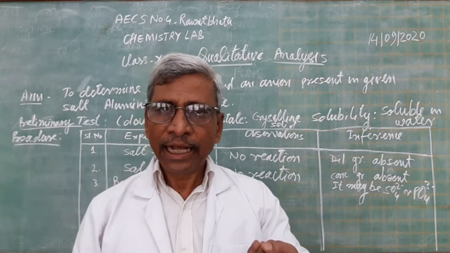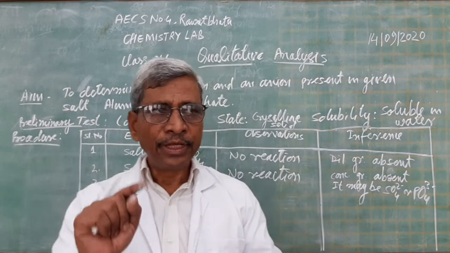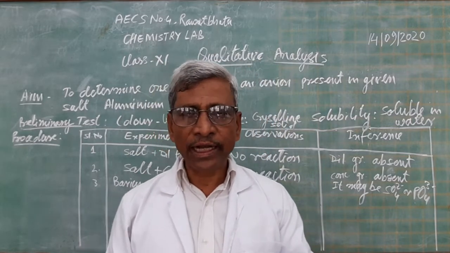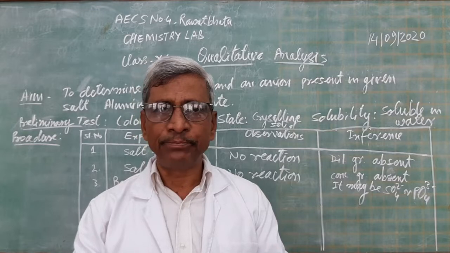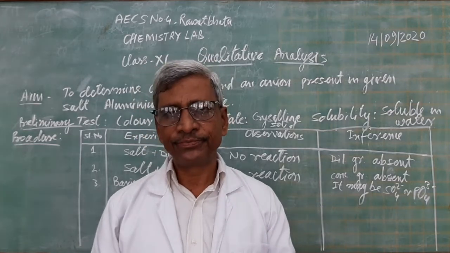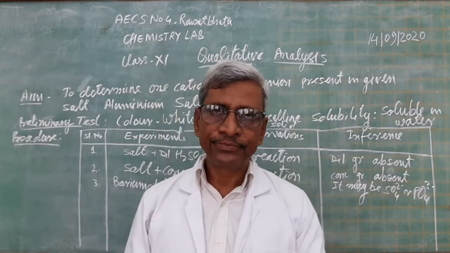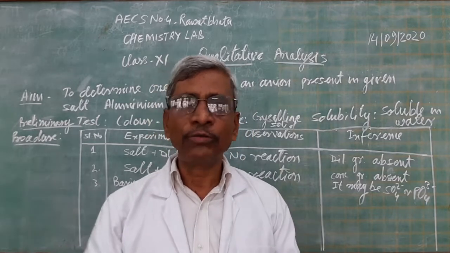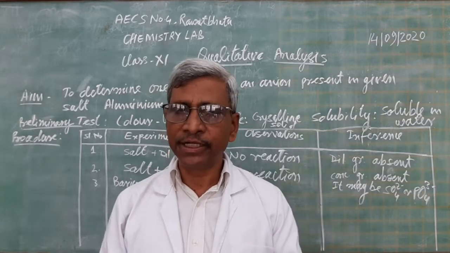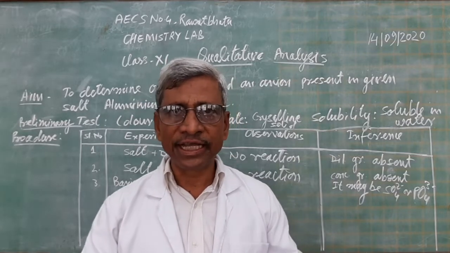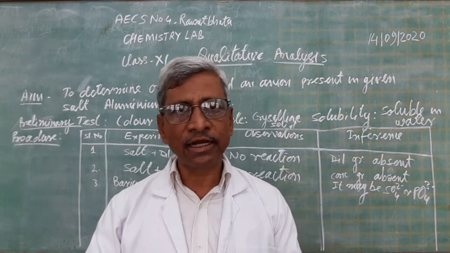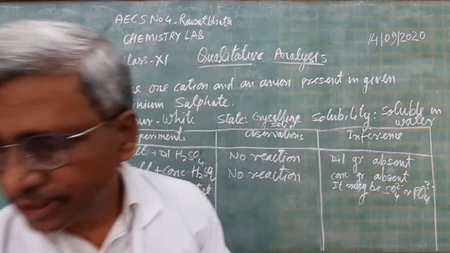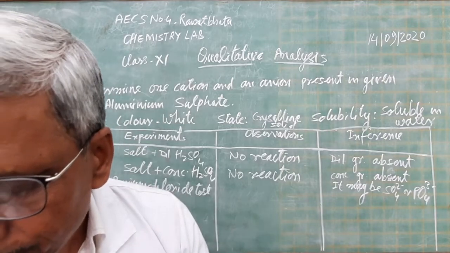Add barium chloride. Barium chloride contains chloride ion, so we can also add dilute hydrochloric acid before adding barium chloride. Because of the common ion, only a small amount of barium chloride will be able to perform the experiment. That's why we are adding hydrochloric acid, which is a strong acid and has chloride ion as a common ion present in the barium chloride. Let us see the test.